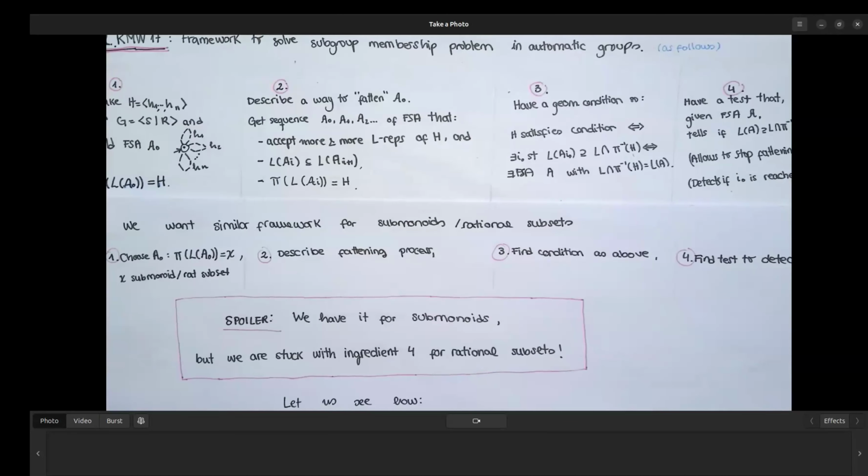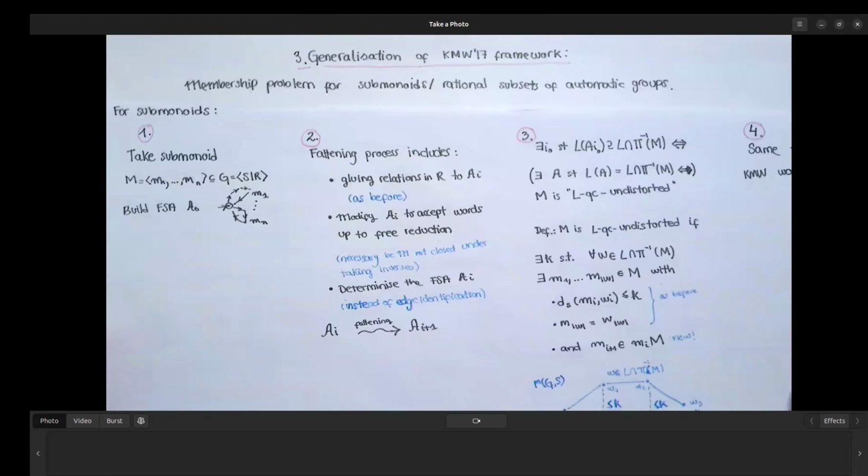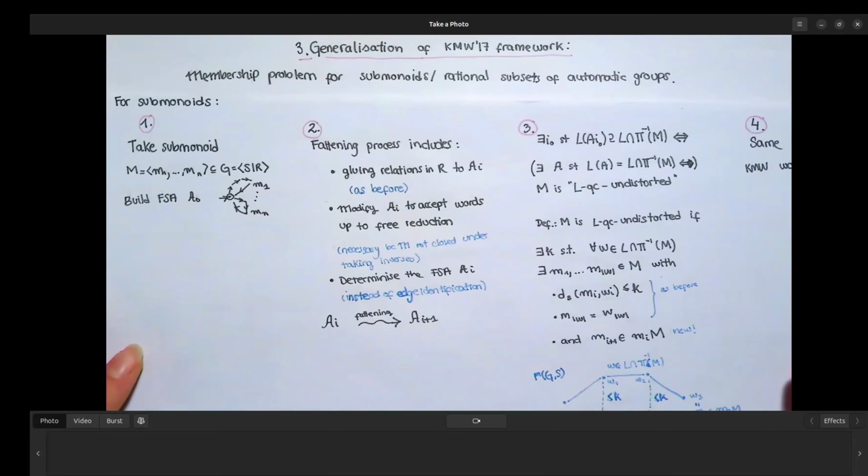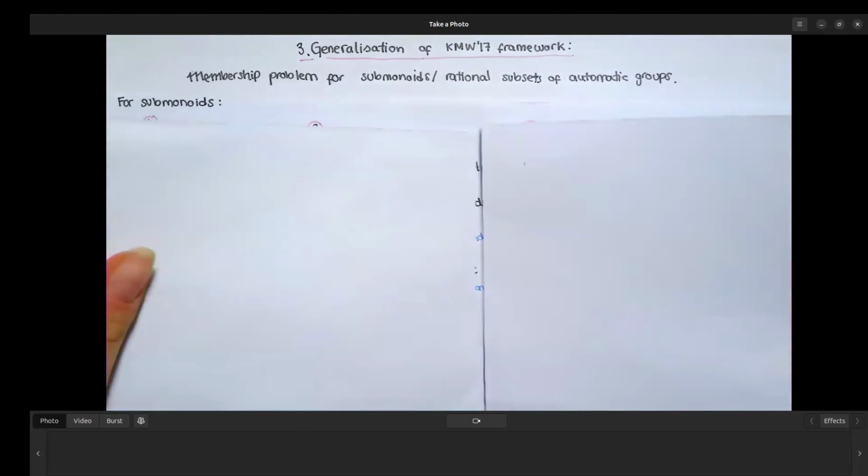Give me another second to change the slide. Something like this doesn't fit well. I hope I will move it when it comes.